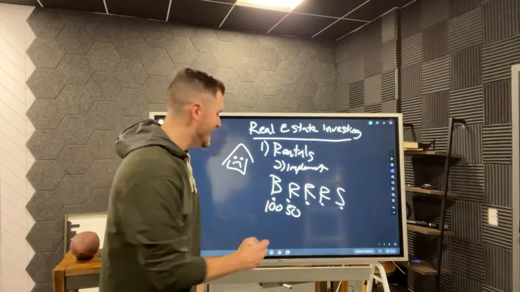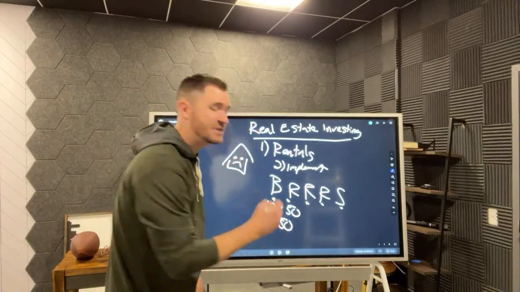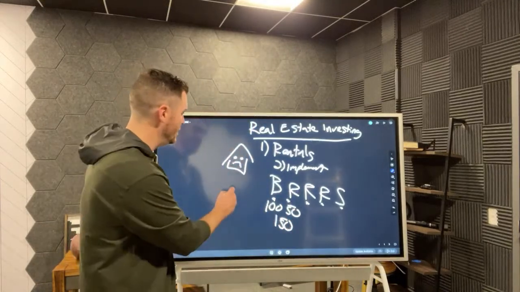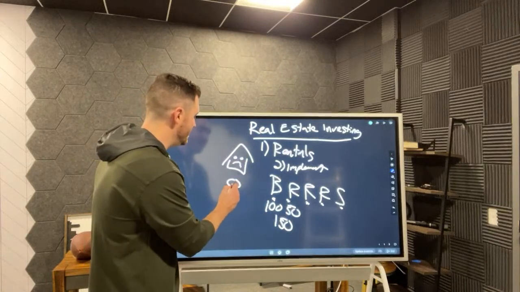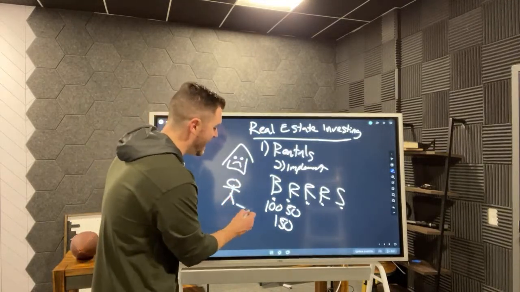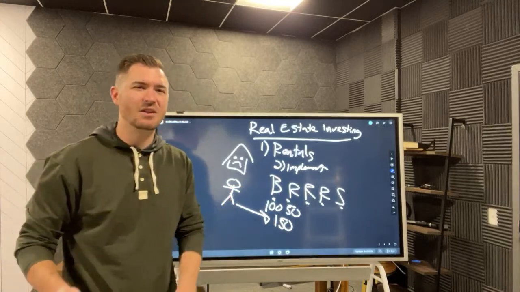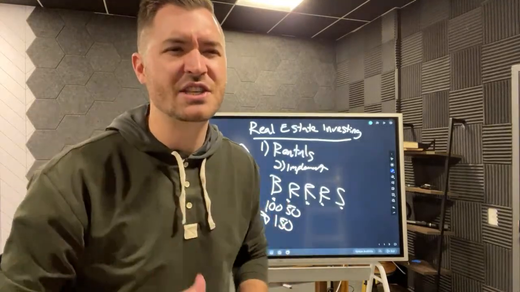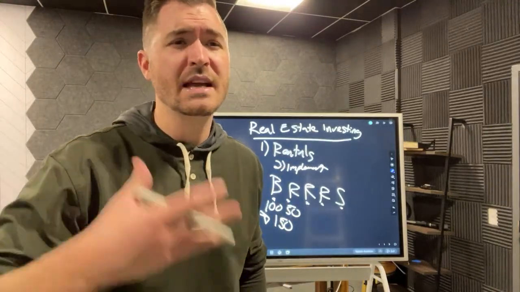But regardless, I need $150,000 to buy and fix up this house. So what do I do? I go to my private lender, and he writes me a check for $150,000. Cheap markets are perfect for the BRRRR.